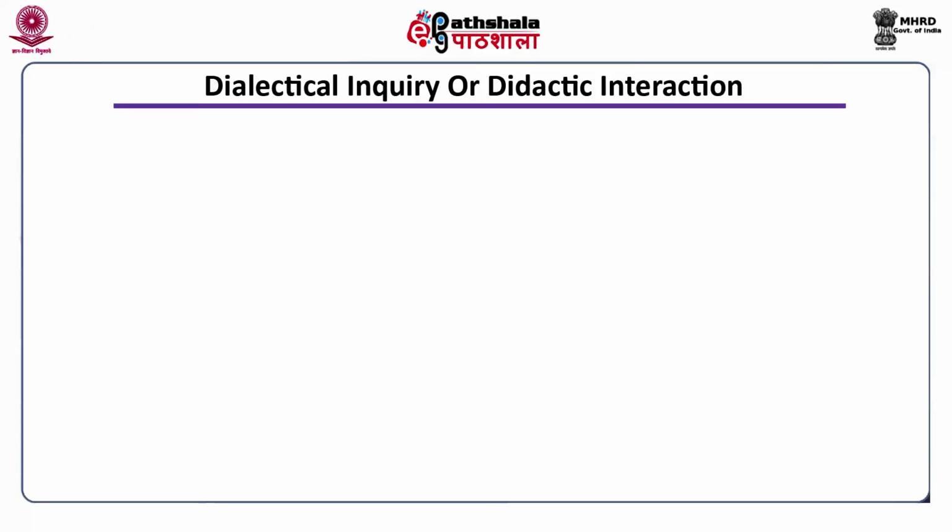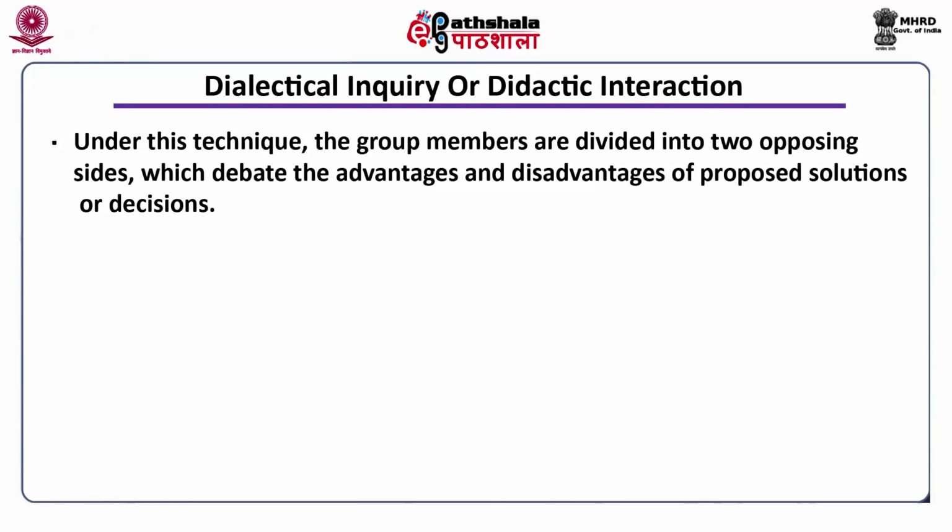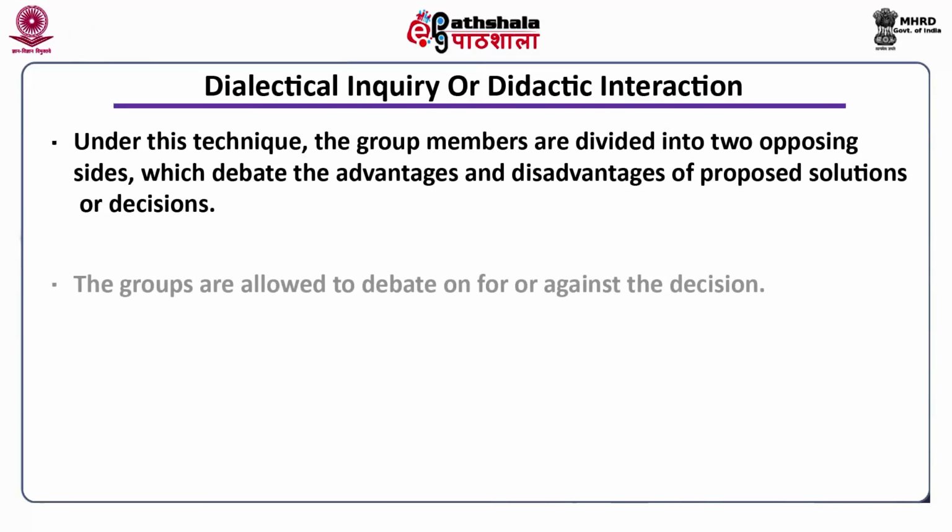This type of association of members is required where the organization needs a solution on a major problem. Such major problems can be to expand business or not, to carry on with the existing techniques or change, to merge or not, to buy or not to buy some material. For this purpose, the group members are divided into two opposing sides which debate the advantages and disadvantages of proposed solutions or decisions. The groups are allowed to debate for or against the decision.